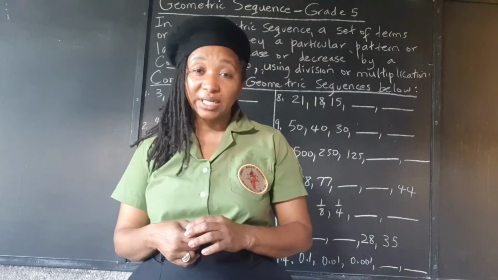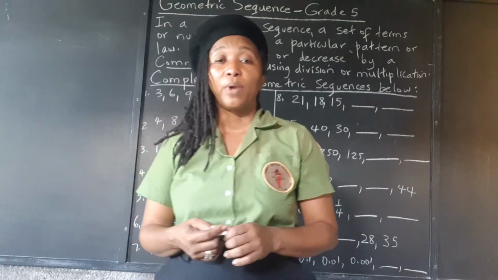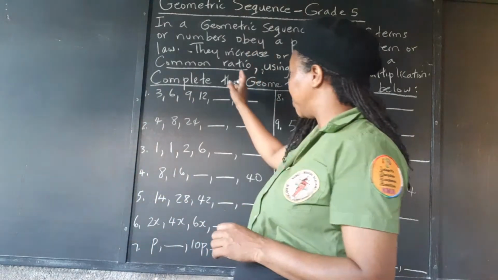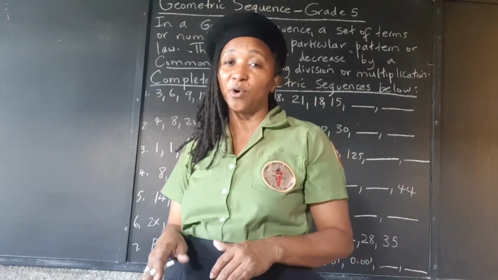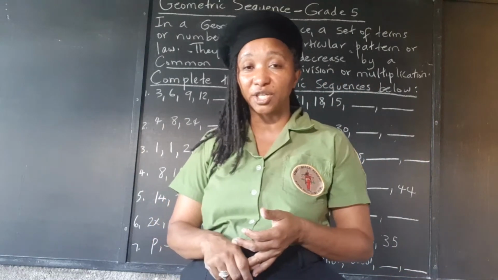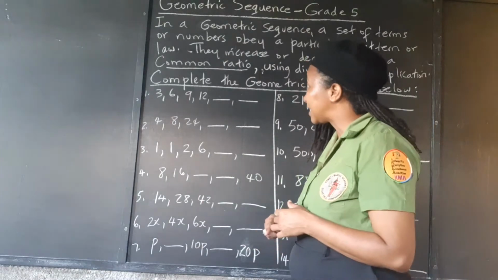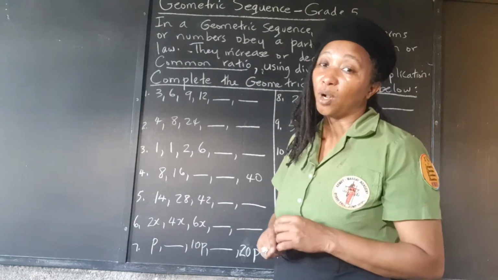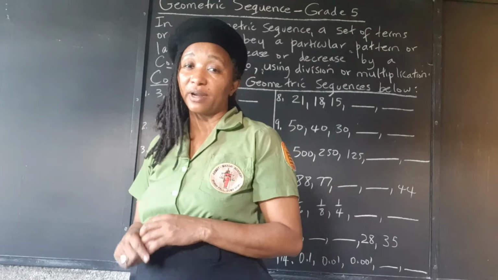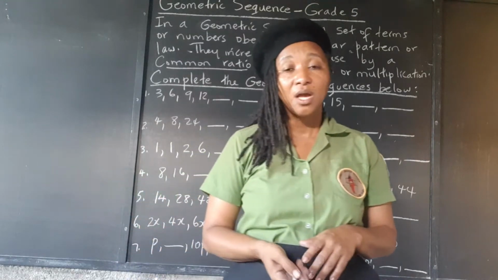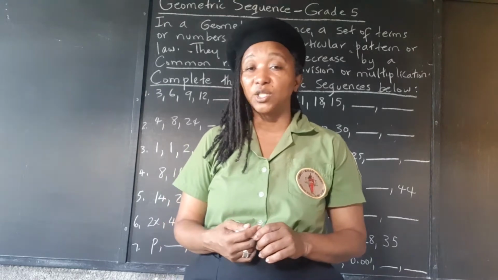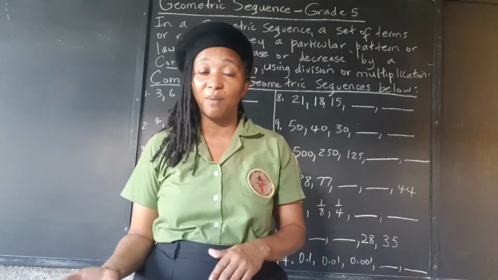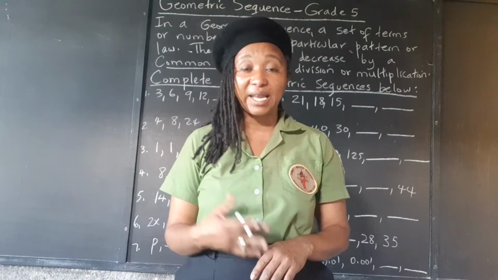In the geometric sequence now, we have a common ratio. So whereas in arithmetic sequence we focus on addition and subtraction, in the geometric sequence we're focusing on multiplication or division. So the numbers are increasing or decreasing because we are multiplying them by a common ratio or dividing them by a common ratio.